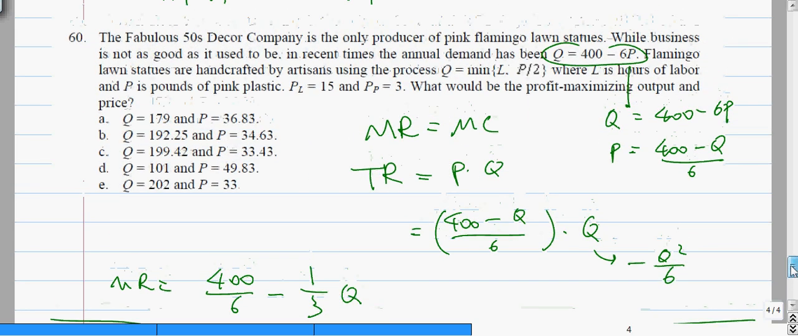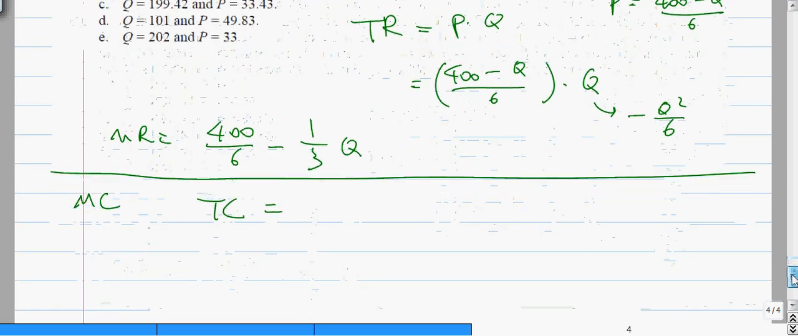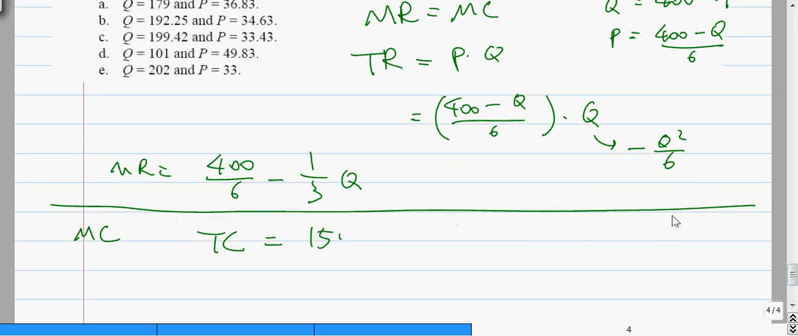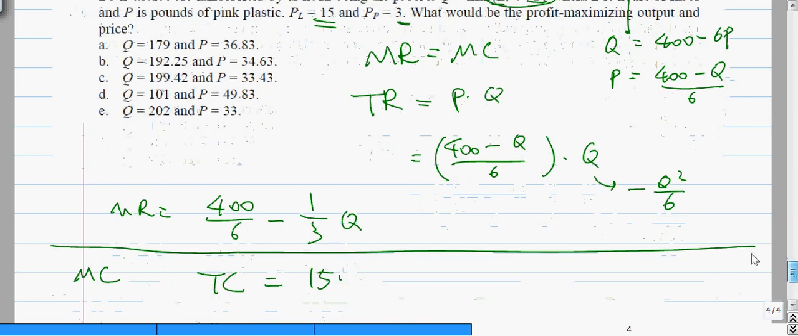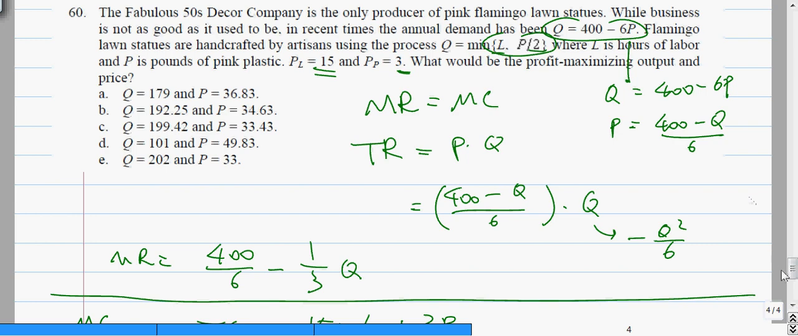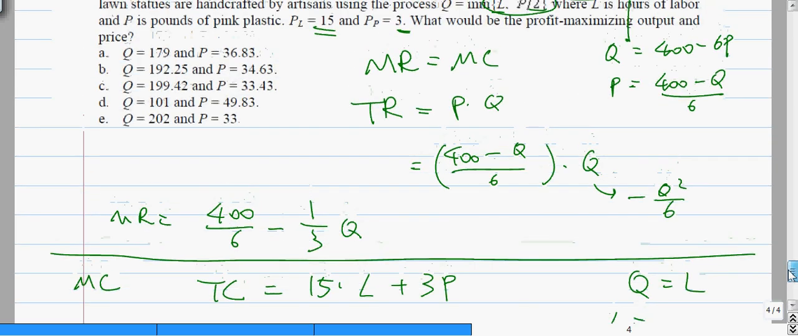Now we want to find the marginal cost, and we need the total cost. The total cost is, we have this thing here, which is the minimum production function, as I had in the last chapter, setting them equal to each other. No, we need the prices first. So we have these two prices, this times L plus 3 times P. And then the other piece of information is Q equals L, and L is equal to the other thing, P over 2.